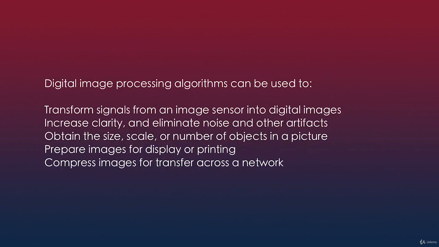Digital image processing algorithms can be used to transform signals from an image sensor into digital images, increase clarity, and eliminate noise and other artifacts, obtain the size, scale, or number of objects in a picture, prepare images for display or printing, compress images for transfer across a network.